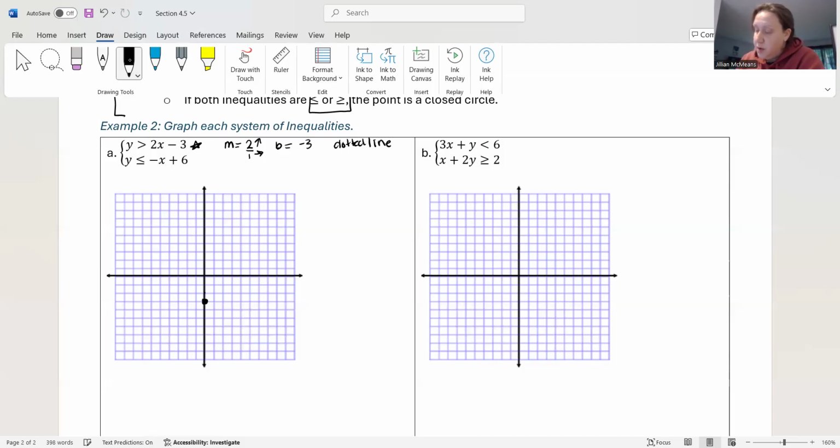So I would go up 1, 2, or I think I said I would go up 2 to the right 1. I think I said that backwards. So we want to go up 2 and then to the right 1. And then up 2 to the right 1.